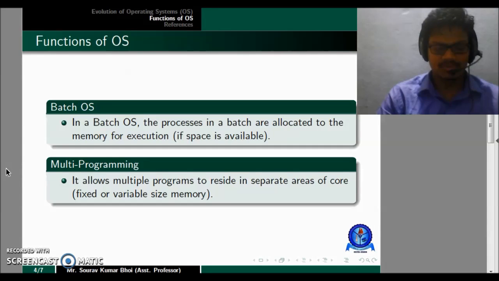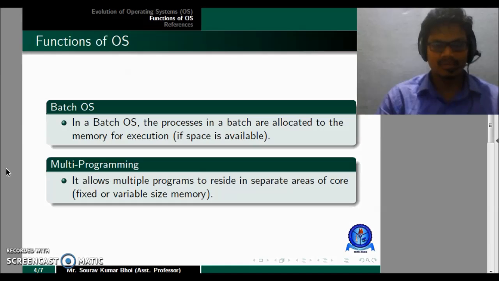So what is a batch process? In the batch process many processes are there, so it makes a batch. Then this batch is loaded into the memory and executed, and after that the CPU fetches the instructions batch by batch and gives the results or output to the user.